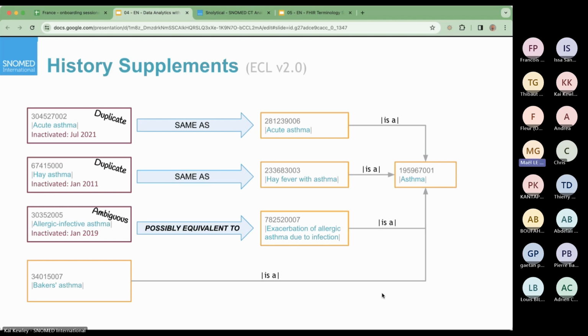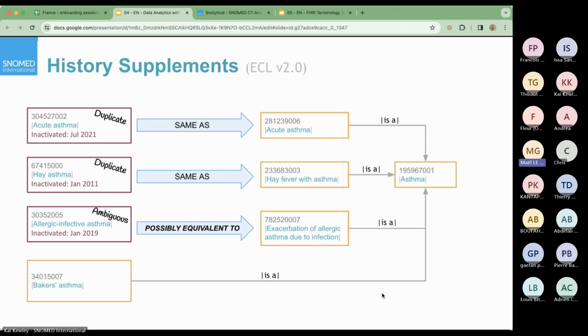Okay, so I'm going to speak now to the process. So what we do when we inactivate the concept, the author will consider what is the reason why we're inactivating. Some will be inactivated because it's duplicate, because there's an error, because it's ambiguous. So if it's because it's duplicate, it will mean that there's one other concept that is the same. So we'll assign that with the same as association. So there is a reference set that's called the same as, and that goes for all those that are duplicate.